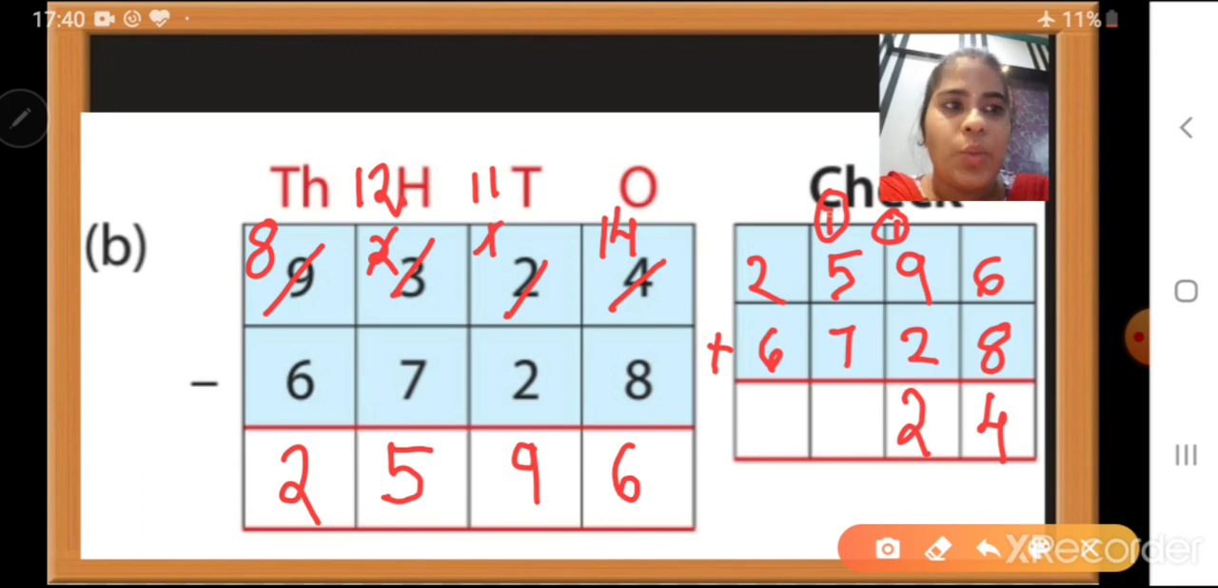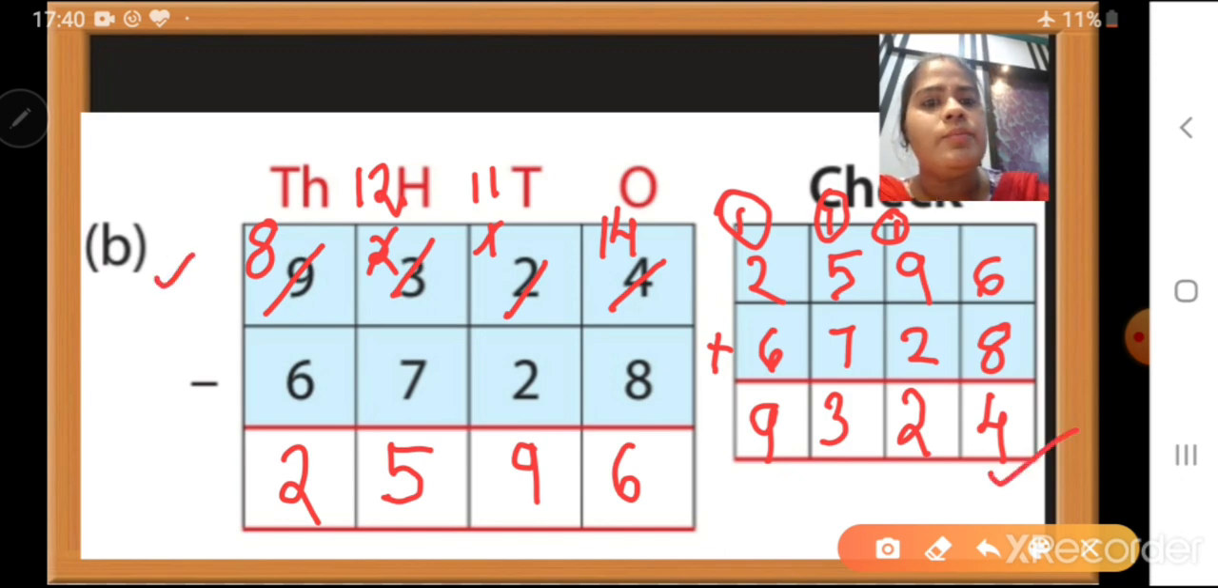Then 5 plus 1 is 6. 6 plus 7 is 13. So, 1 here we will carry over and we will write here 3. Then 2 plus 1 is 3 and 3 plus 6 is 9. As you can see, children, we have got here 9324, which is equal to our minuend. That means our subtraction that we have done is correct. Now note it down, everyone, children, properly.